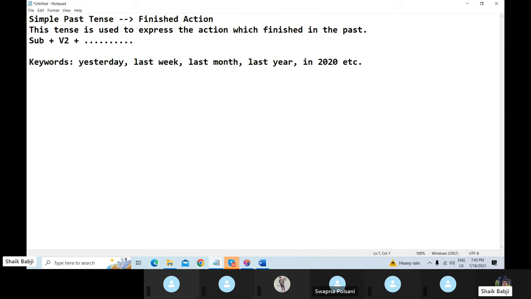With all subjects, which means with I, we, you, they, he, she, it, and any singular and any plural, we have to use V2. So here no singular, no plural. For every subject we have to use V2. Now let's see some examples from this tense.